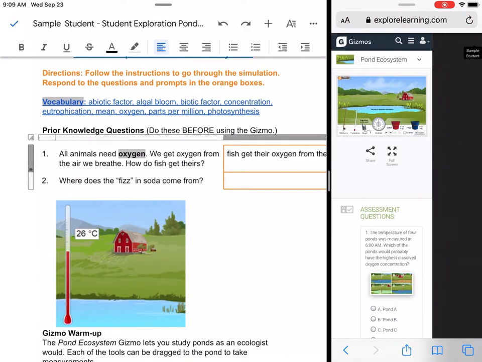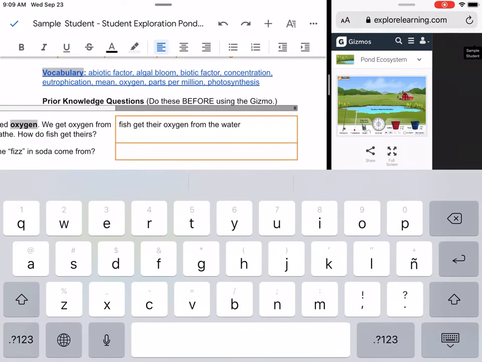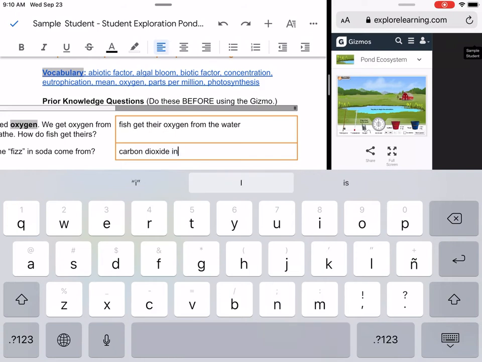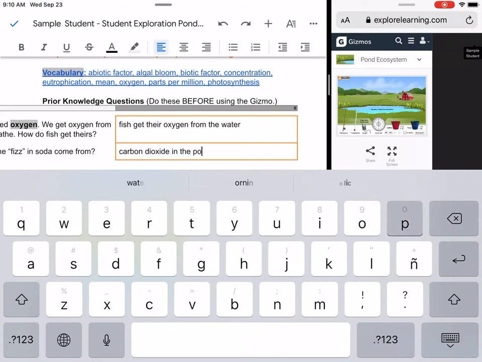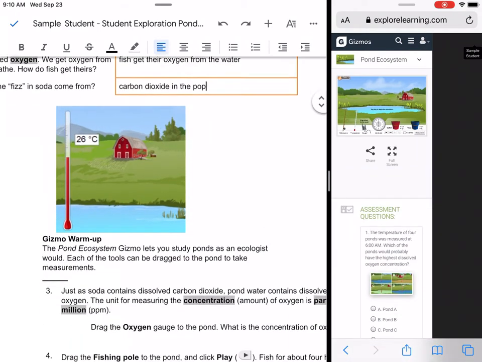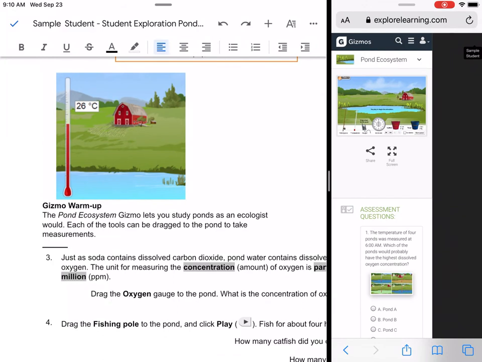Where does the fizz in soda come from? Well, I know that they carbonate soda, so they put carbon dioxide in our water. Carbon dioxide in the pop. Okay, so again, those are just making guesses, thinking about it before you start.